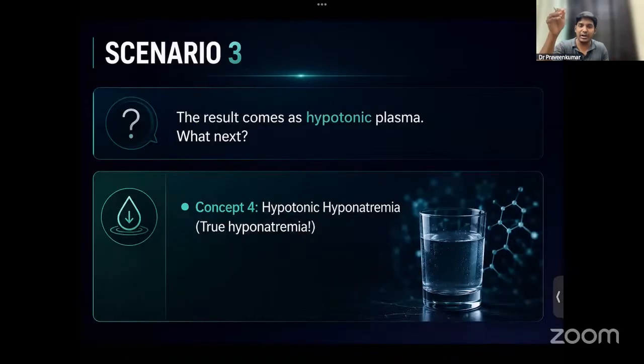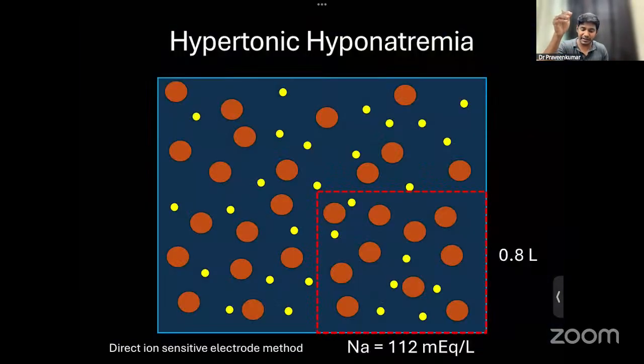So they'll correct it to 1 liter. What will be the answer? It will be 112 divided by 0.8. What is 112 divided by 0.8? I'm actually quite bad at math, I have to have a calculator to know that. Okay, so 112 divided by 0.8 equals 140, which is actually normal, right?